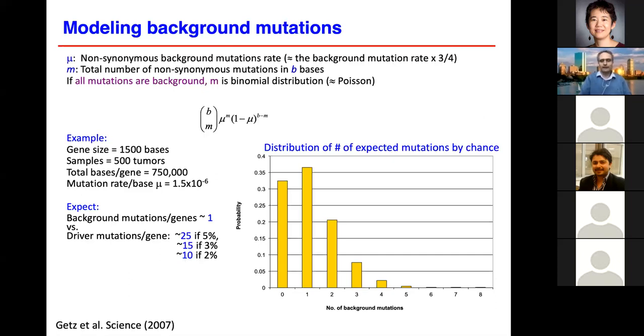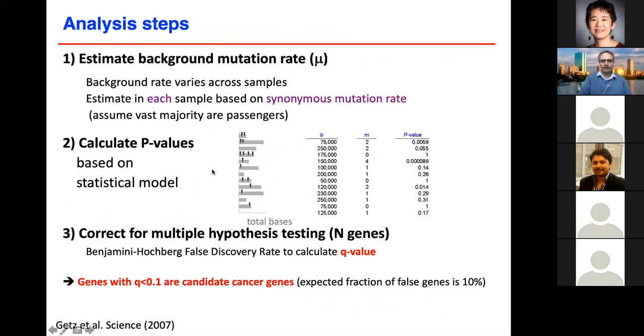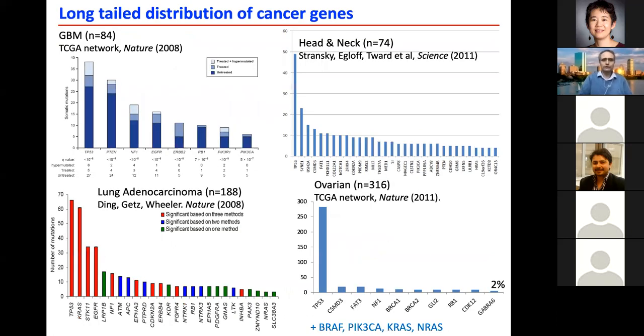And then you could calculate a p-value for every gene, and then correct for multiple hypotheses to generate these Q values. And if the Q value is less than 0.1, we call it a candidate cancer gene. This method is essentially described in our paper from 2007. And we apply these tools, this MutSig, across cancer. And typically we found these cancer genes in different cancer types, more frequent and less frequent cancer genes.